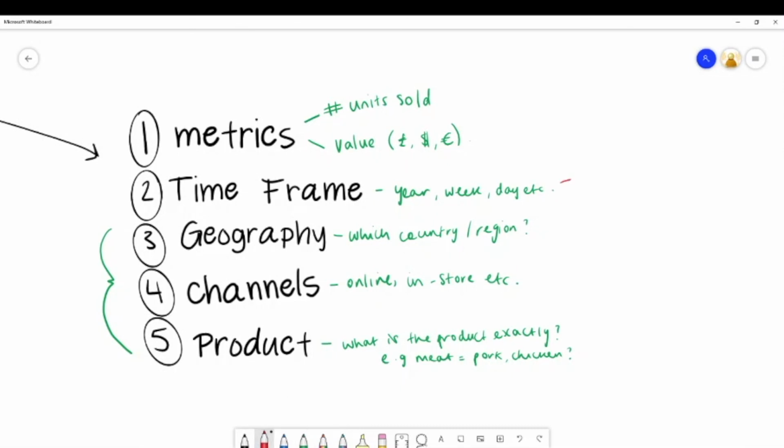I think we could probably just think of the question words in this situation as well. So time frame would just be when, geography would just be where, channels could be how are you selling, online versus in a store, and then product is just what exactly is the product. Is it chicken? Is it beef? Is it pork? And then metric is just one that you should remember. So at least it should help to remember the other four.